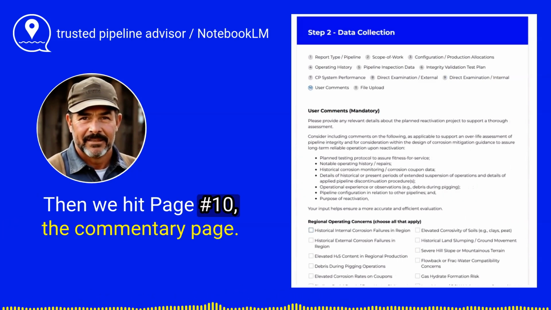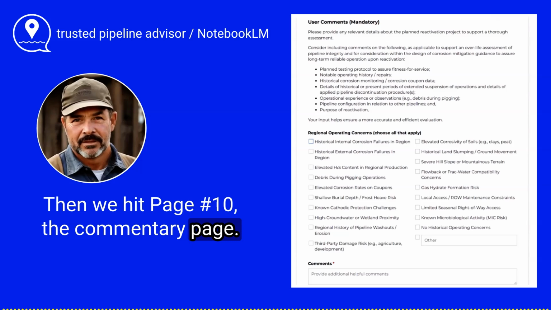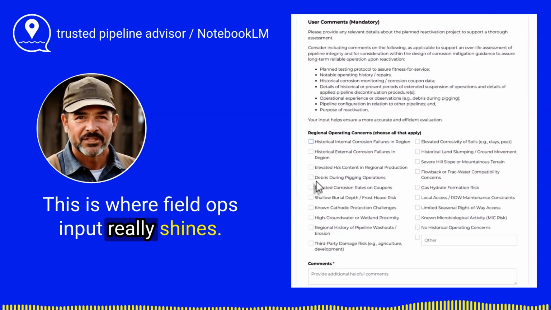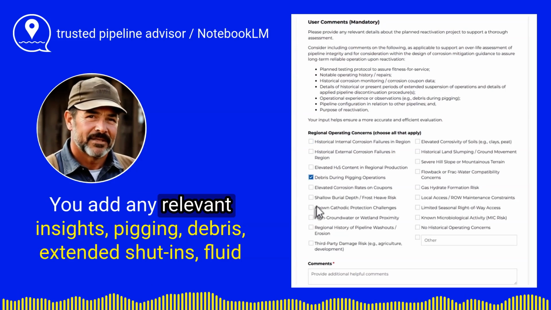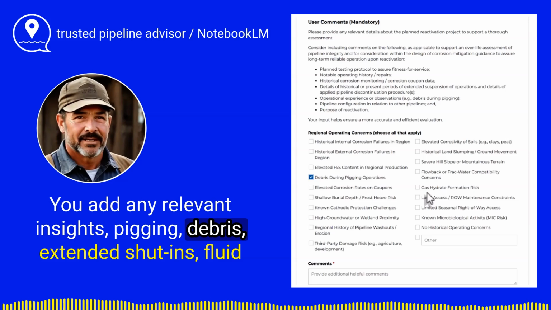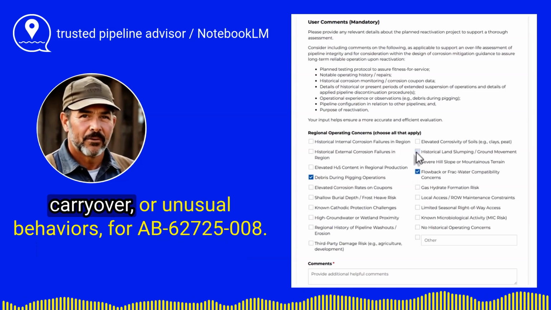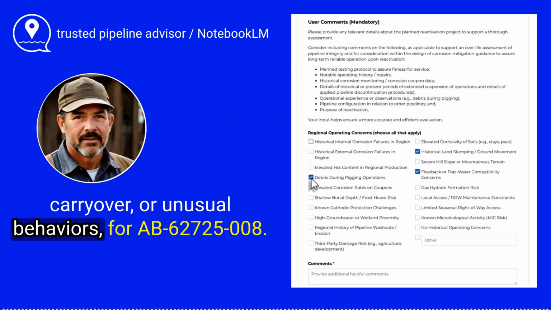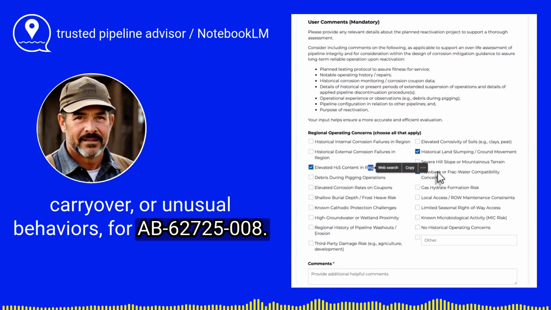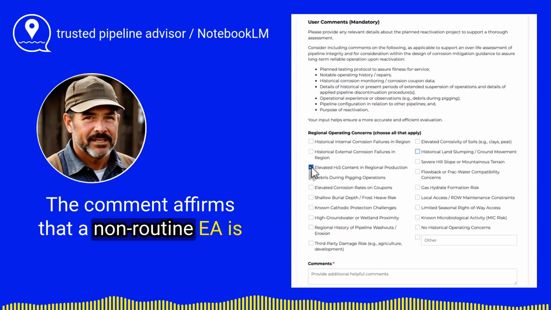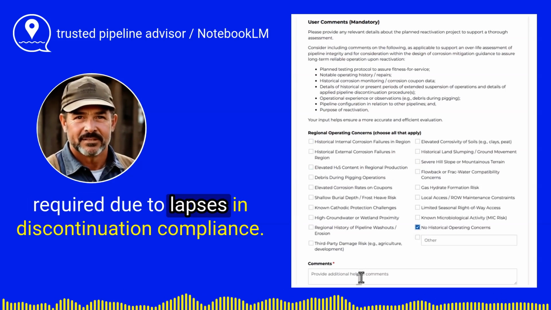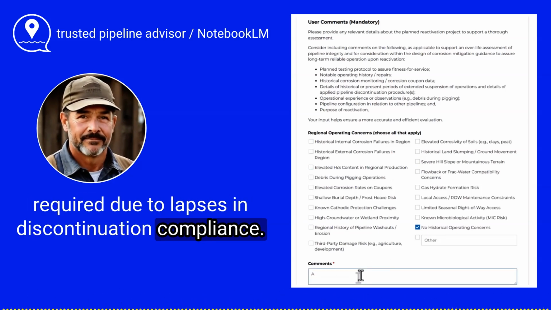Then we hit Page 10, the commentary page. This is where field ops input really shines. You add any relevant insights, pigging debris, extended shut-ins, fluid carryover, or unusual behaviors. For 62725-8, the comment affirms that a non-routine EA is required due to lapses in discontinuation compliance.